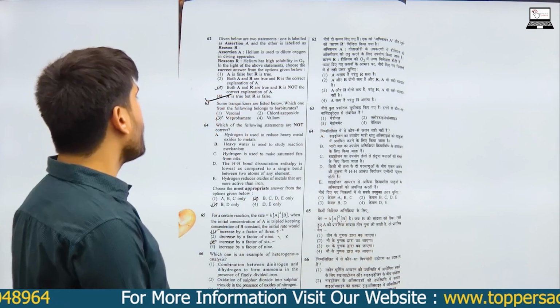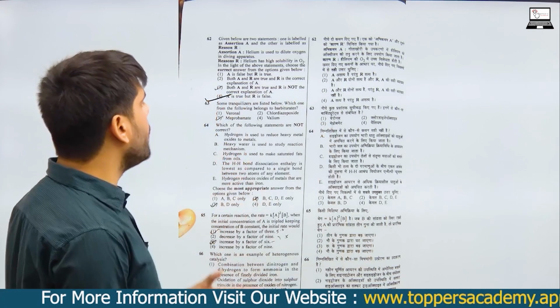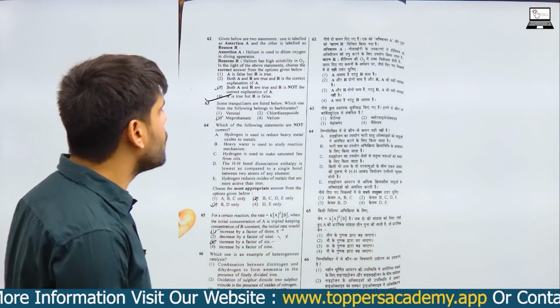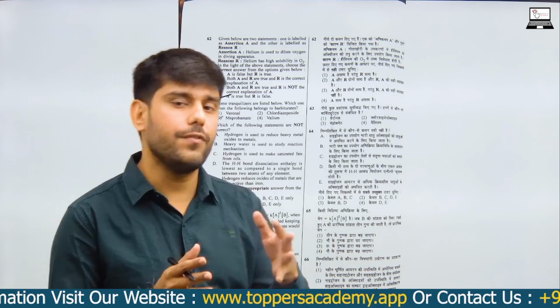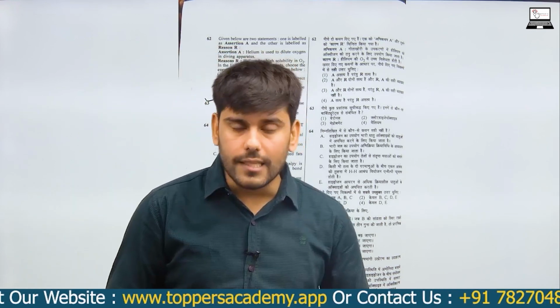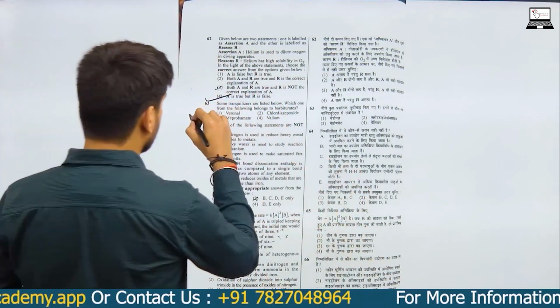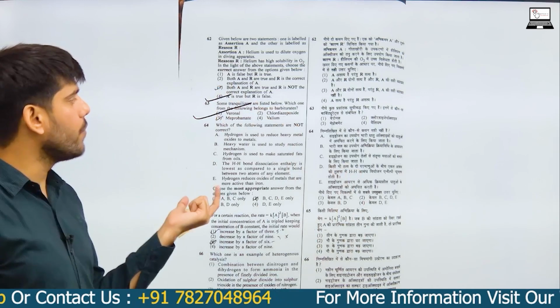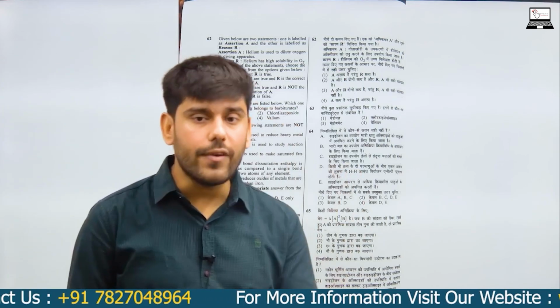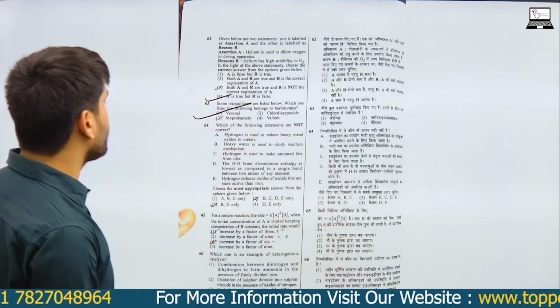Next question. Some tranquilizers are listed below. Which one from the following belongs to barbiturates? Barbiturates are the derivatives of barbituric acid. We know that they form the class of tranquilizers, and from it veronal is the example. Veronal is one of the barbiturates or the derivative of barbiturate.